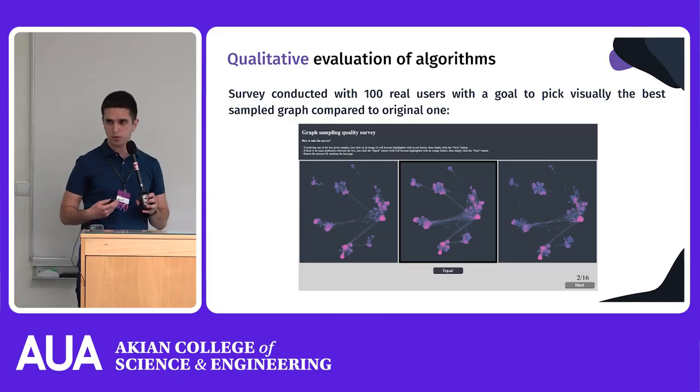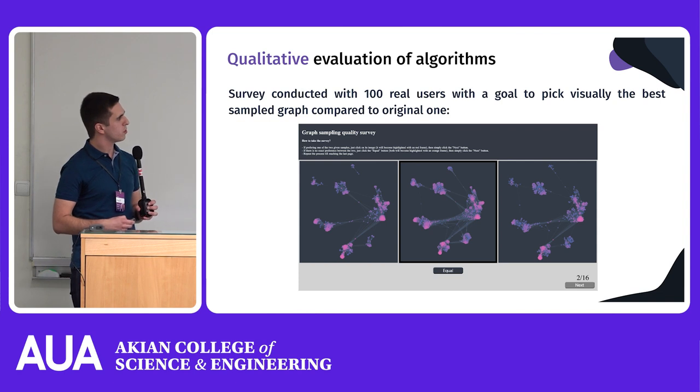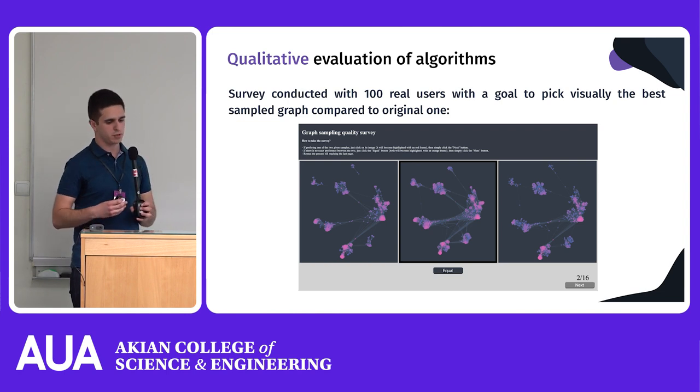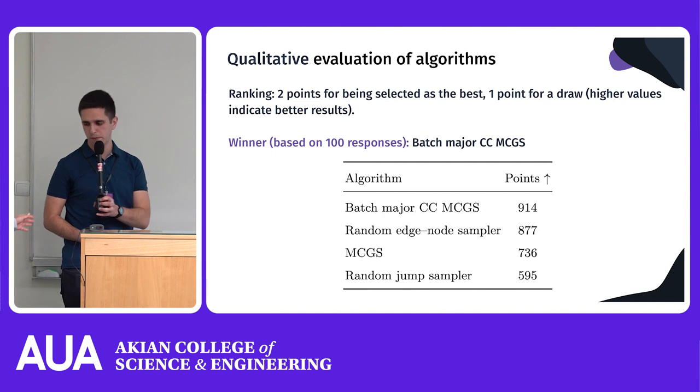We provided each algorithm an equal number of times to each user. They were just shuffled randomly. And so through all 100 results, each user was given 16 such triplets. If the algorithm was winning, we assigned 2 points to its total. In case of a draw, 1 point. And in this way, we got these final results on how many points each algorithm has received.